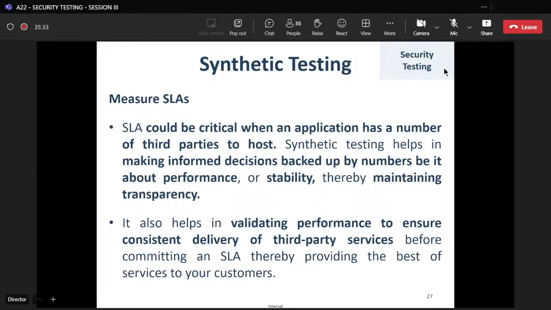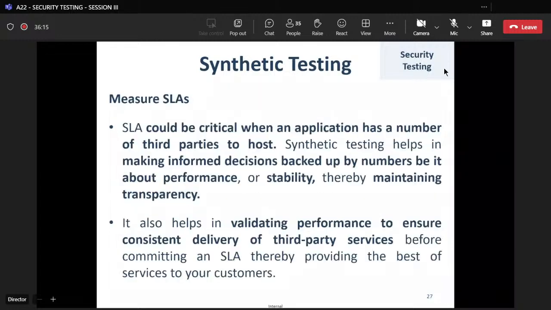And this is about measuring the SLAs, very, very critical, because you'll be having a number of third parties which will help you to host the particular one. And also you need to know about the performance of the service, the stability, and also the transparency. Sometimes if the service is going down, which vendor is responsible for fixing the particular incident, or who is responsible for the resolution of that particular interruption. And also it will help them to validate the performance to ensure the client is getting the consistent delivery of those services.